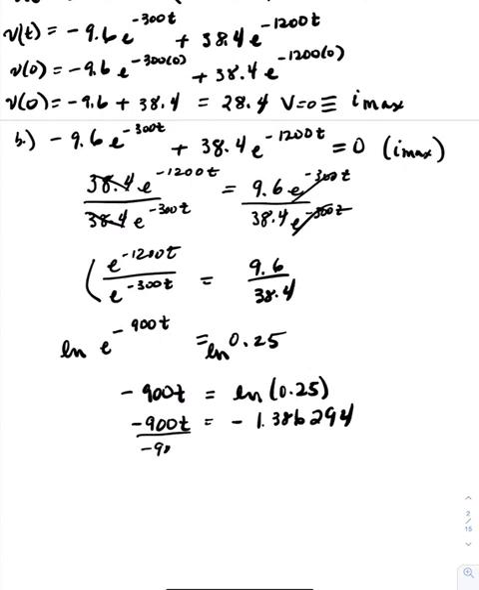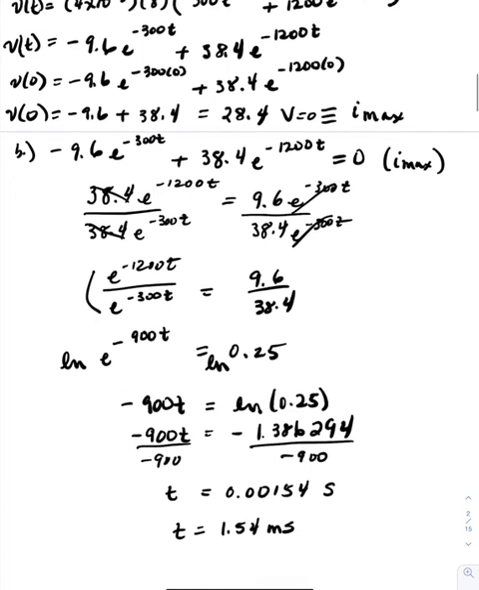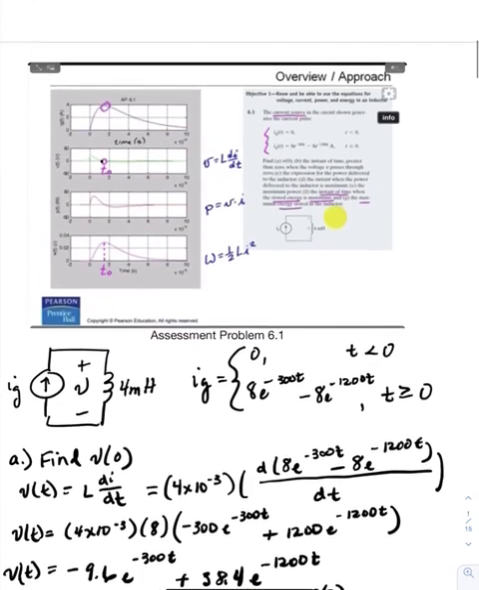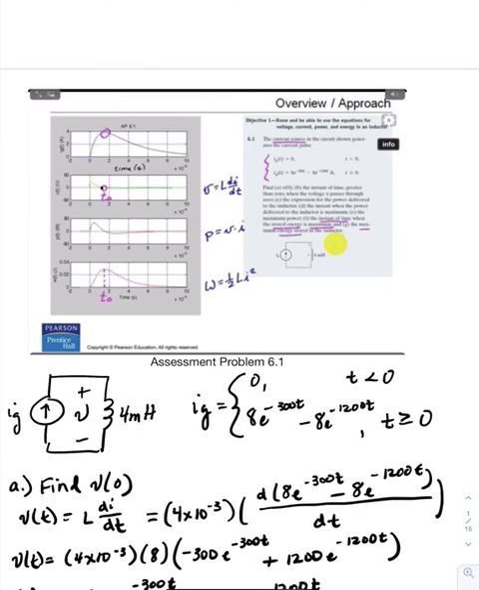Divide both sides by minus 900, and t is equal to 0.00154 seconds, which is 1.54 milliseconds. So at 1.54 milliseconds, voltage crosses through zero, and the current is at its maximum value.